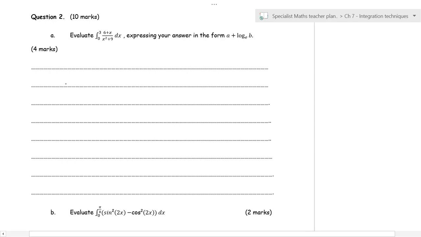First of all, you don't write nothing equals something. I know it can be a bit lazy; people can get very lazy with this. So what we're going to write is that this is equal to, split it up, the integral of 6 over x squared plus 9 dx. Don't forget to keep the dx, between 0 and 3. And then plus the integral of x over x squared plus 9 dx, like so, between 0 and 3.